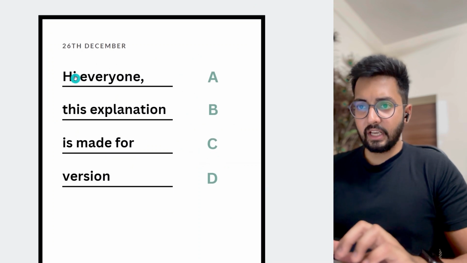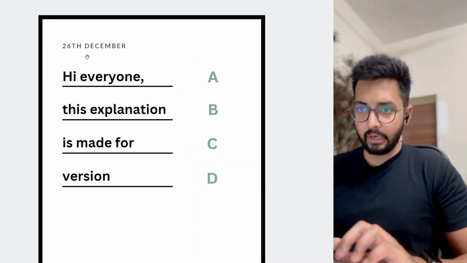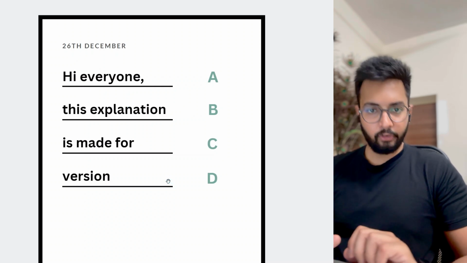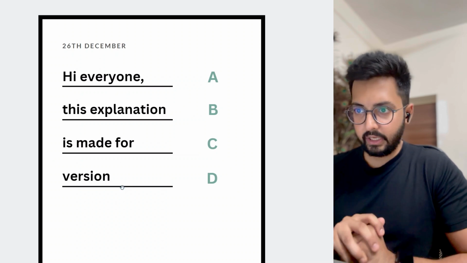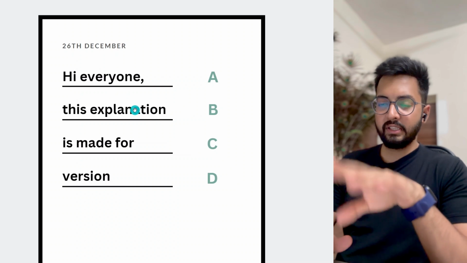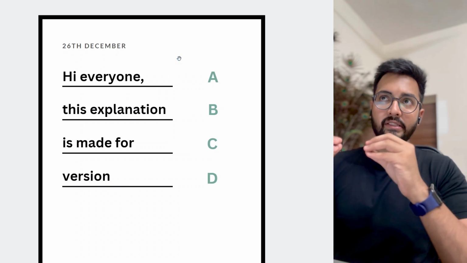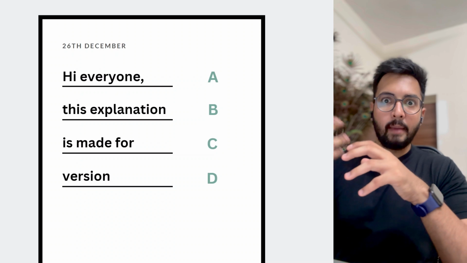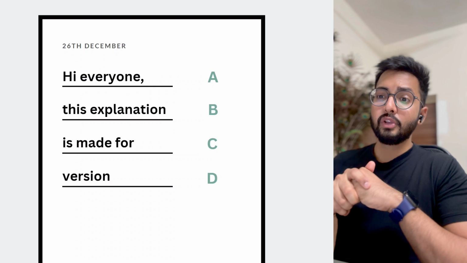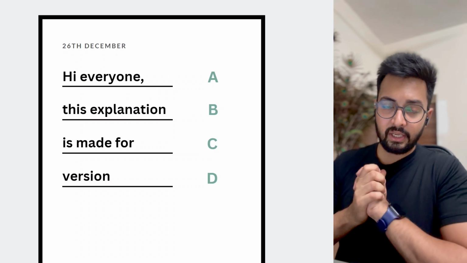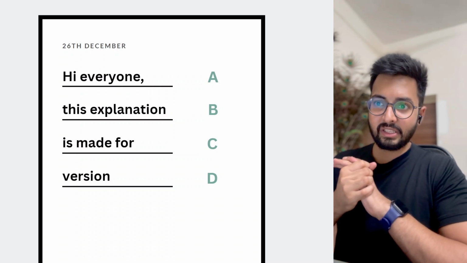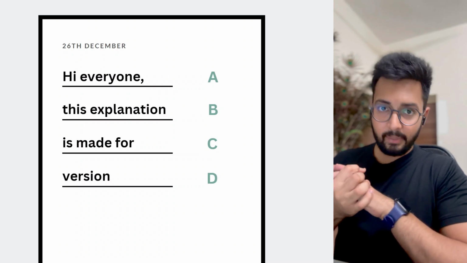So if we see this 26th December document, this is the content in it. Hi everyone, this explanation is made for version. So this is the content in it, right? So imagine this whole document. These are only 4 lines, by the way, but let's say a document is in KB or in MB, or a document of greater size. So let's say you make 100 saves in it, 100 versions are created of it. You are editing that document since over a month or over a year. There could be multiple versions of it.